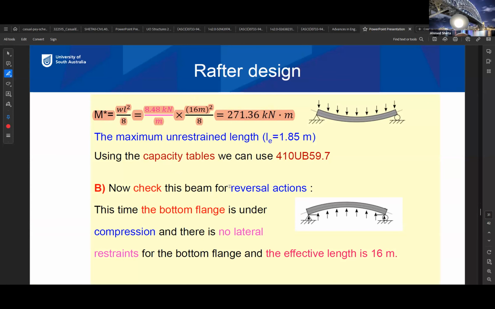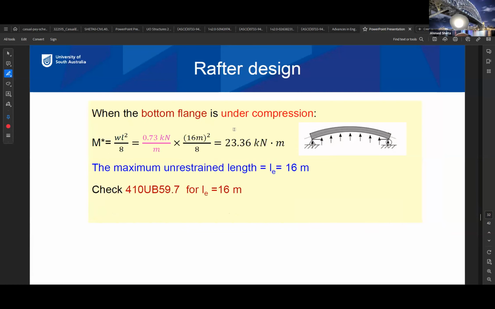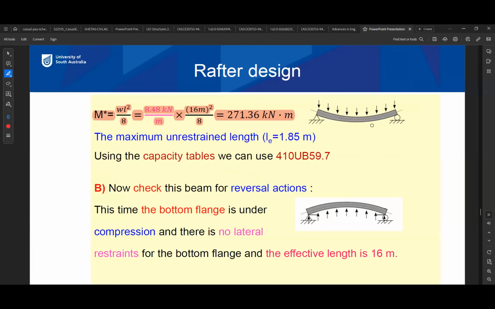Okay, for the reversal action or the upward, this time the bottom flange is under compression and no lateral restraint. And the moment, how much is the moment? 0.73 times 16 squared over 8, which is 23.36, and the moment will be, as you can see here, above the datum. Okay, so for this case, the moment is below the datum. Sorry, for this case, the moment is above the datum.